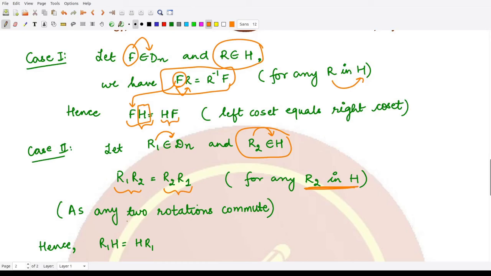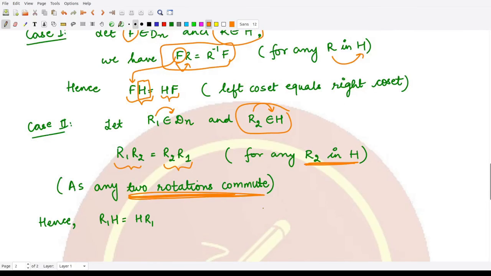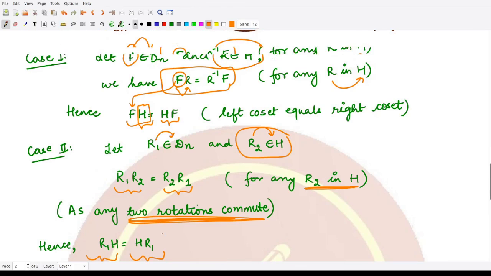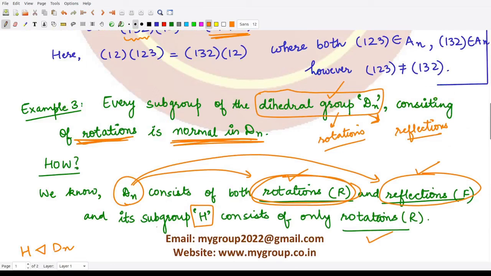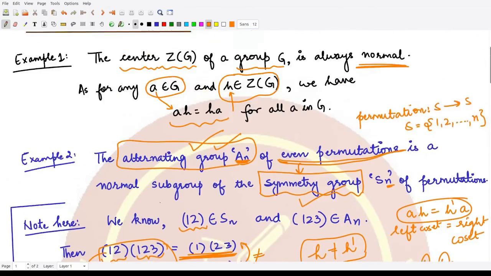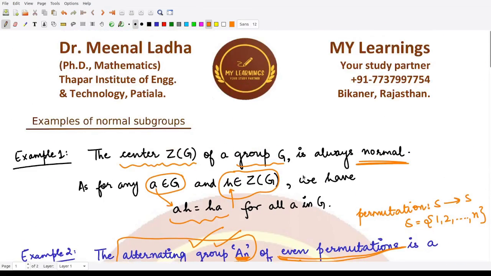Why is this so? Because any two rotations commute within this dihedral group. You can check the Cayley table for this. Hence, the left coset is equal to the right coset, and this is what we wanted to prove, in order to show that the subgroup of rotations is a normal subgroup of the given dihedral group. So I hope you understood these examples well. That is it for this video. Thank you for watching.